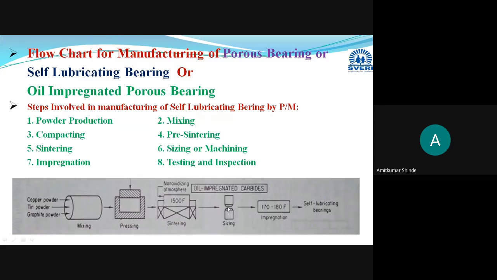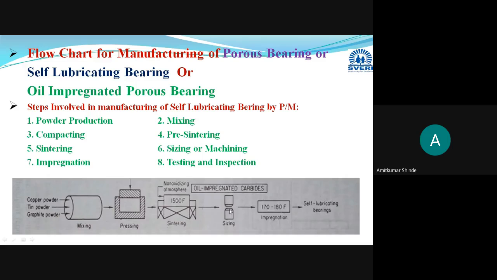This can be performed with the help of a master die. A master die can be used with two punches, or you can say plungers, and its size rectification is done. That is termed the sizing. Or sometimes you can go for a direct machining operation to get the desired shape and size. That is the machining operation.